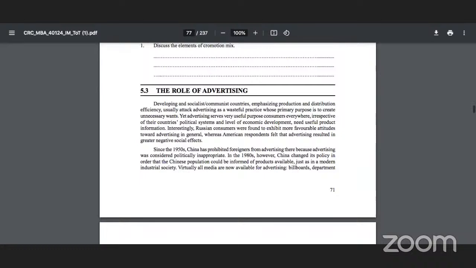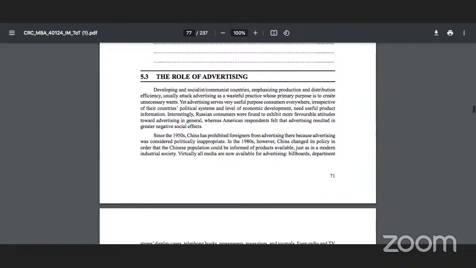And what is the role of advertising? This is the fourth element of the communication mix. In developing and socialist communist countries emphasizing production and distribution efficiently, they usually attack advertising as a wasteful practice whose primary purpose is to create unnecessary wants. However, we know that advertising serves very useful purposes also for consumers everywhere, irrespective of their countries, political systems, or level of economic development.